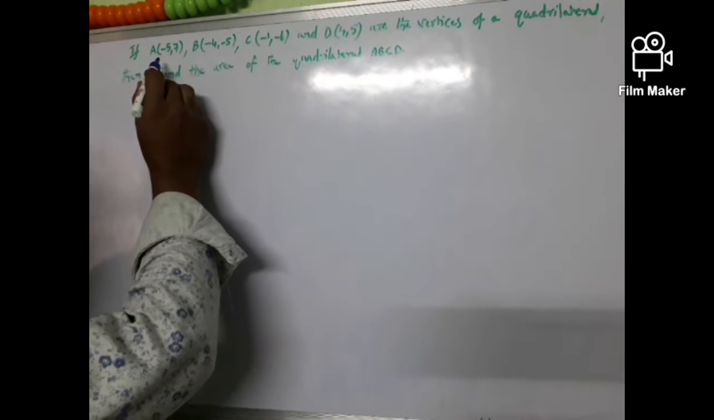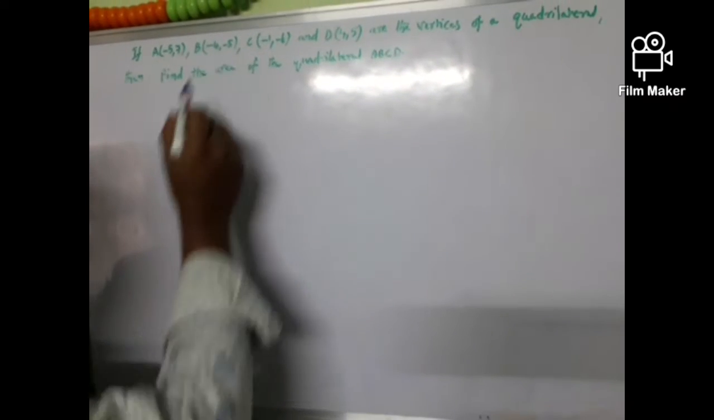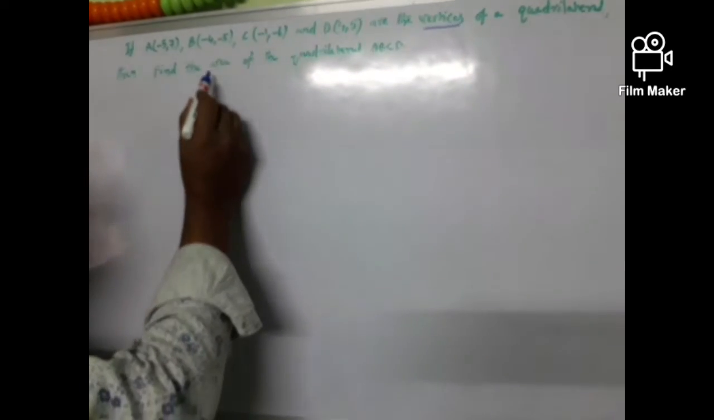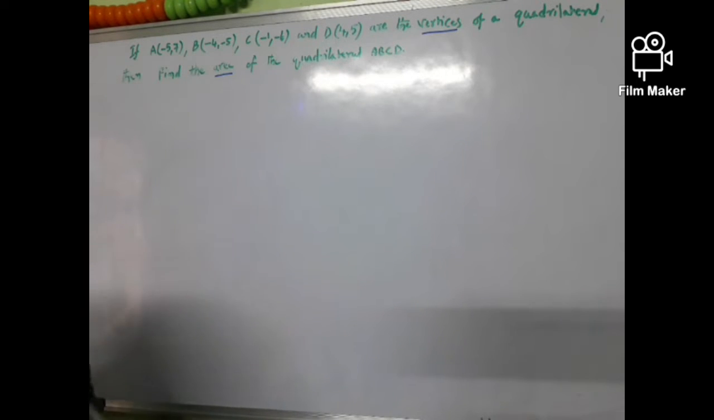Find the area of the quadrilateral. A(-5, 7), B(-4, -5), C(-1, -6), and D(4, 5) are the vertices of a quadrilateral. Then find the area of the quadrilateral.